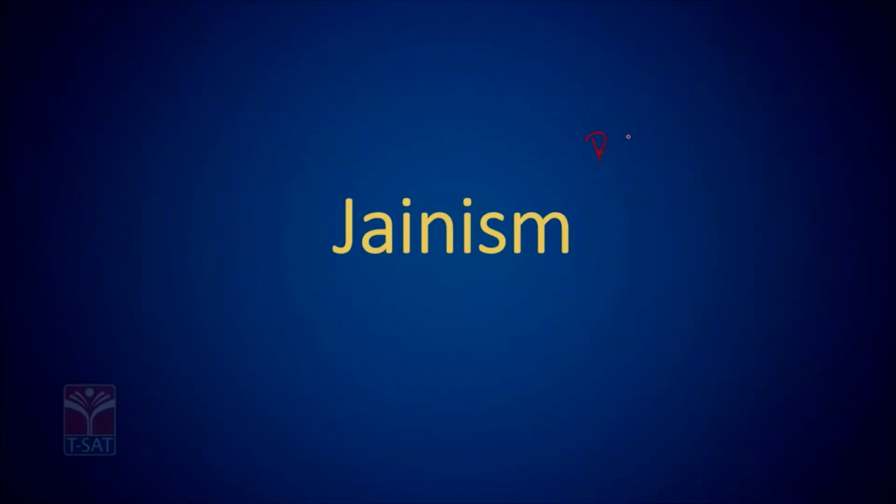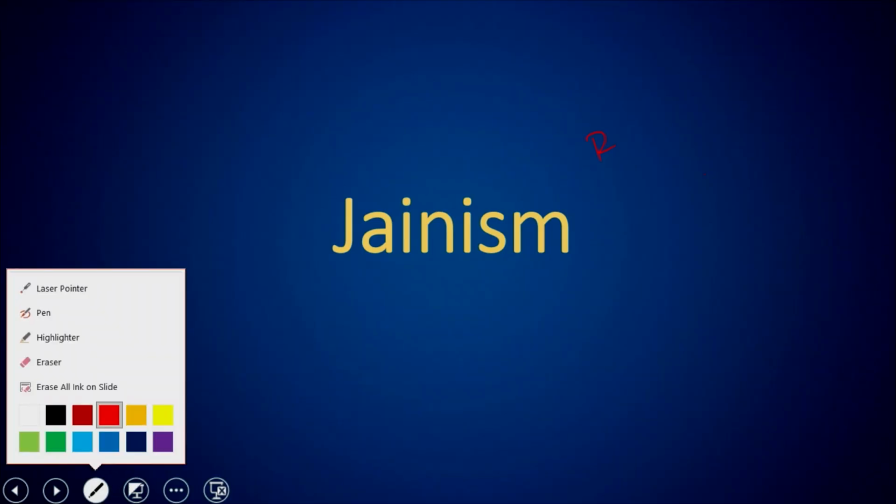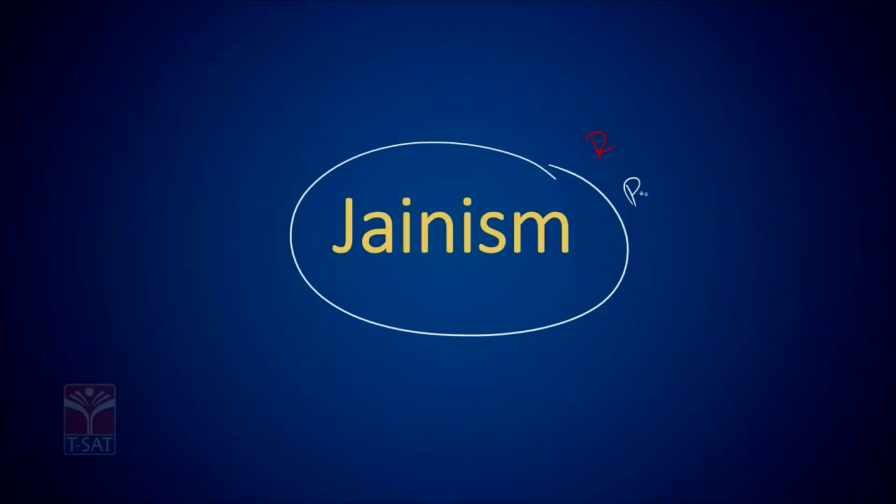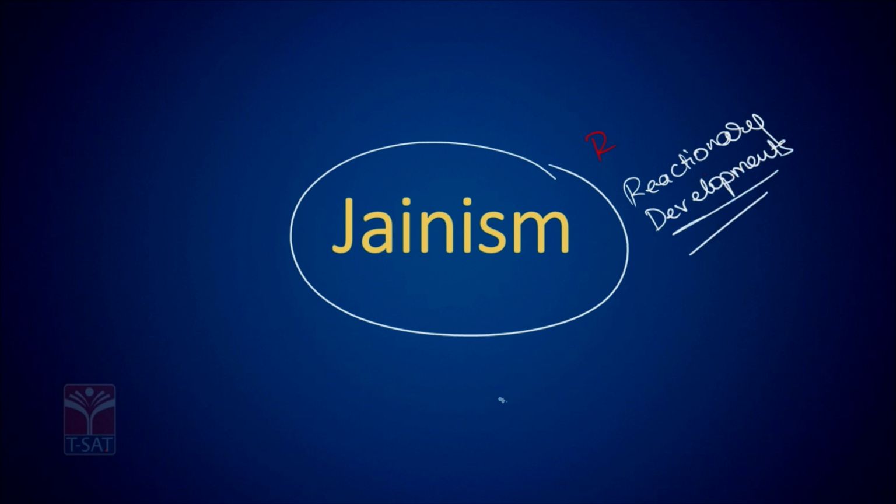One of the reactions to the later Vedic social features was the rise of heterodox sects. And among the heterodox religions, Jainism was one of the most important and significant contributors, along with Buddhism. Buddhism and Jainism were essentially reactionary developments to the Vedic rigidity, particularly later Vedic rigidity.